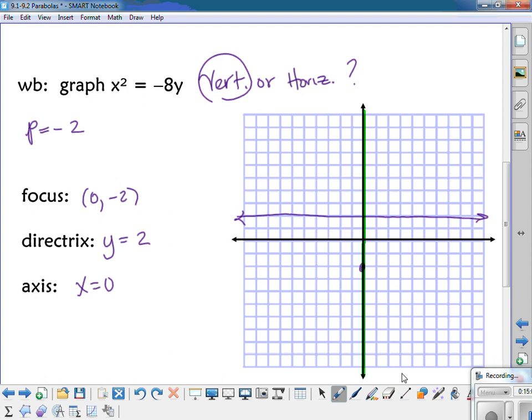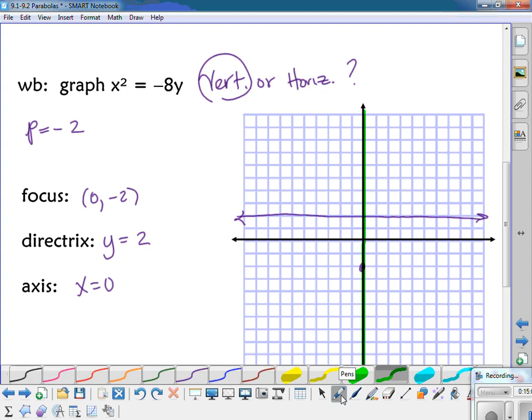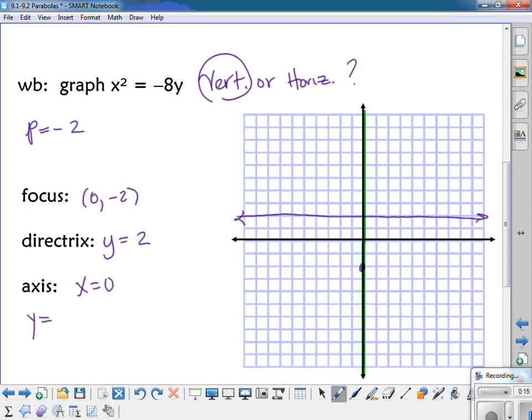Okay, so to make a table, what do we usually need to have alone? We want to have which one alone, the x or the y? We want the y alone, don't we? Isn't that how we usually make a table? So to get the y alone, I've got to divide both sides by -8, right? So that means that y is equal to -1/8 times x squared. And so you can make a table using that.